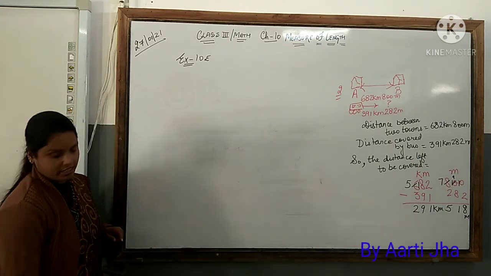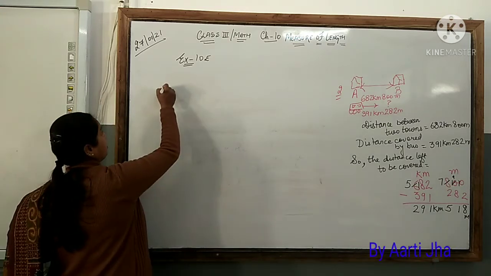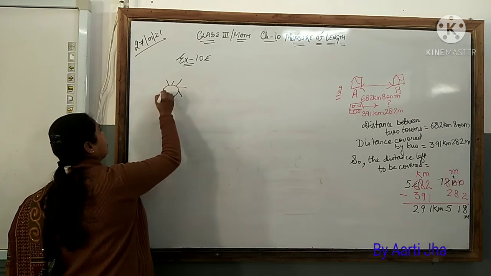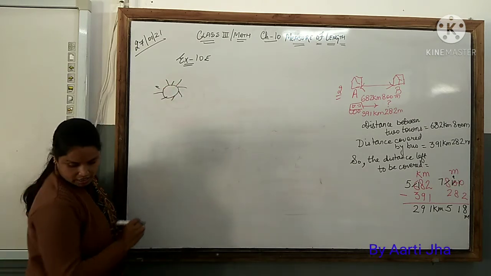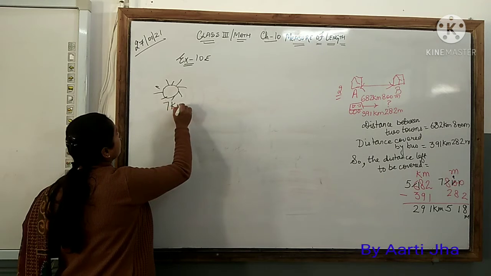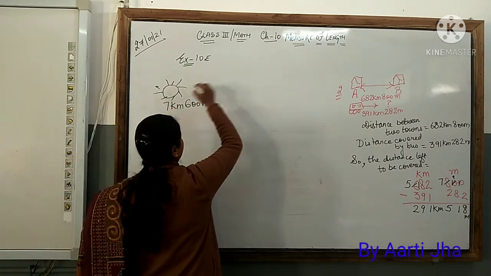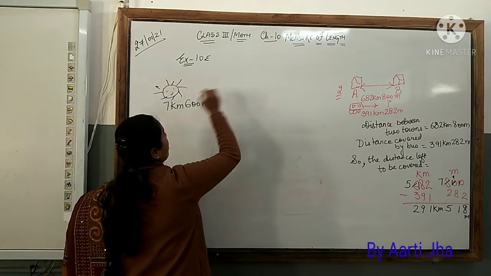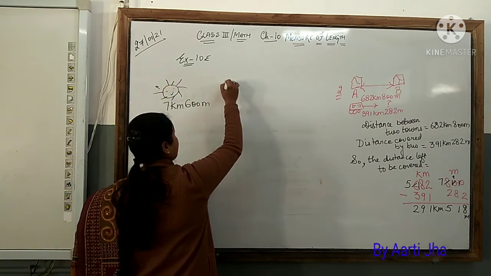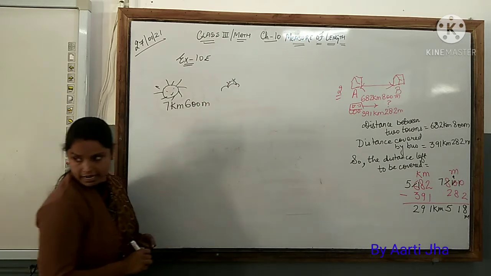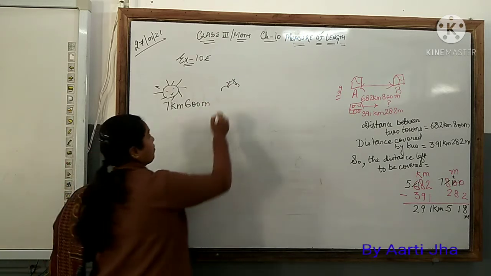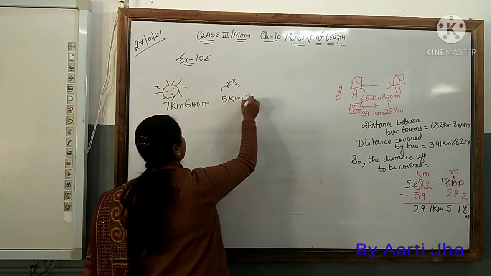In the morning, distance covered is 7 kilometer 600 meter. Then in the evening, this is the morning timing, and now in the evening when the sun has set down, at that time it is 5 kilometer 212 meter.